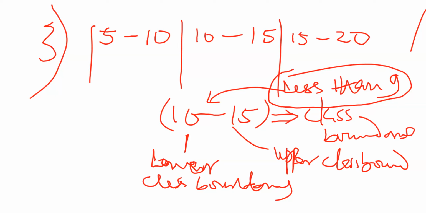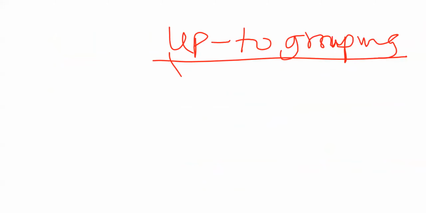Good. So the second type of grouping is called up to grouping. That one is always independent. For instance, you can see maybe 5 to, let's say, 8. There's a group. Another one will start from 9.